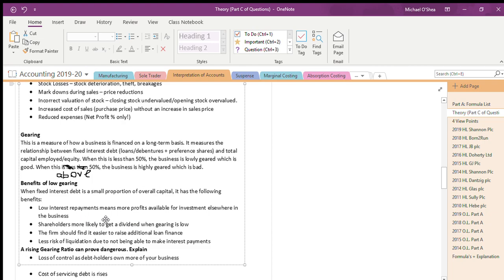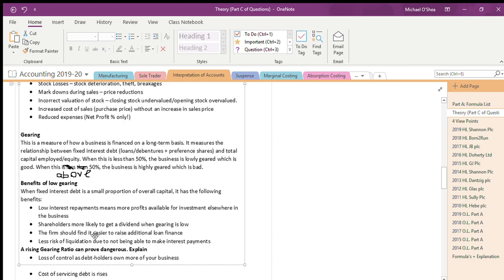We have low interest repayments, and more profits available for investment elsewhere in the business, because we're paying less interest if we have smaller loans. Shareholders are more likely to get a dividend when gearing is low. Generally, if your interest rates are very high, you try to pay your interest out of your profit. If your interest rates are very low, generally dividends get paid more.